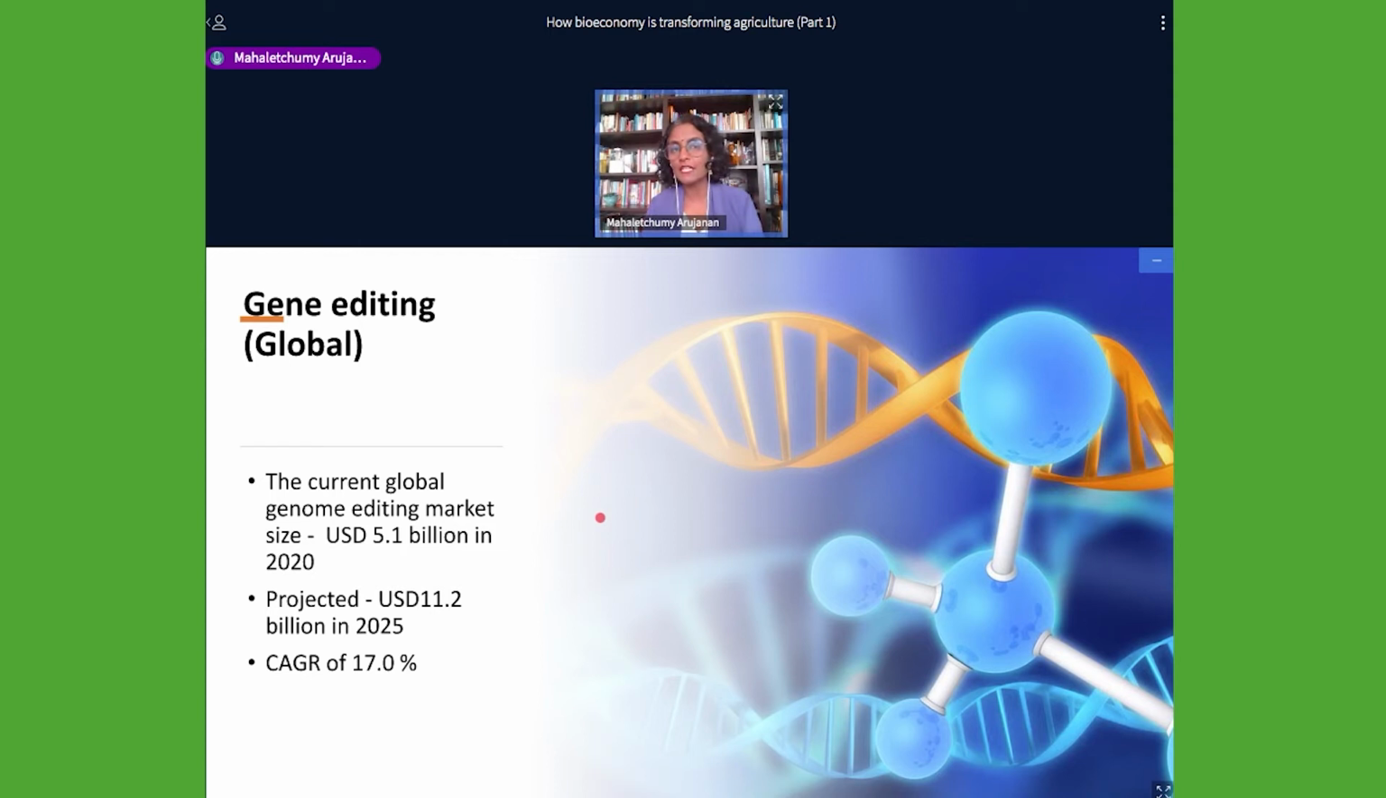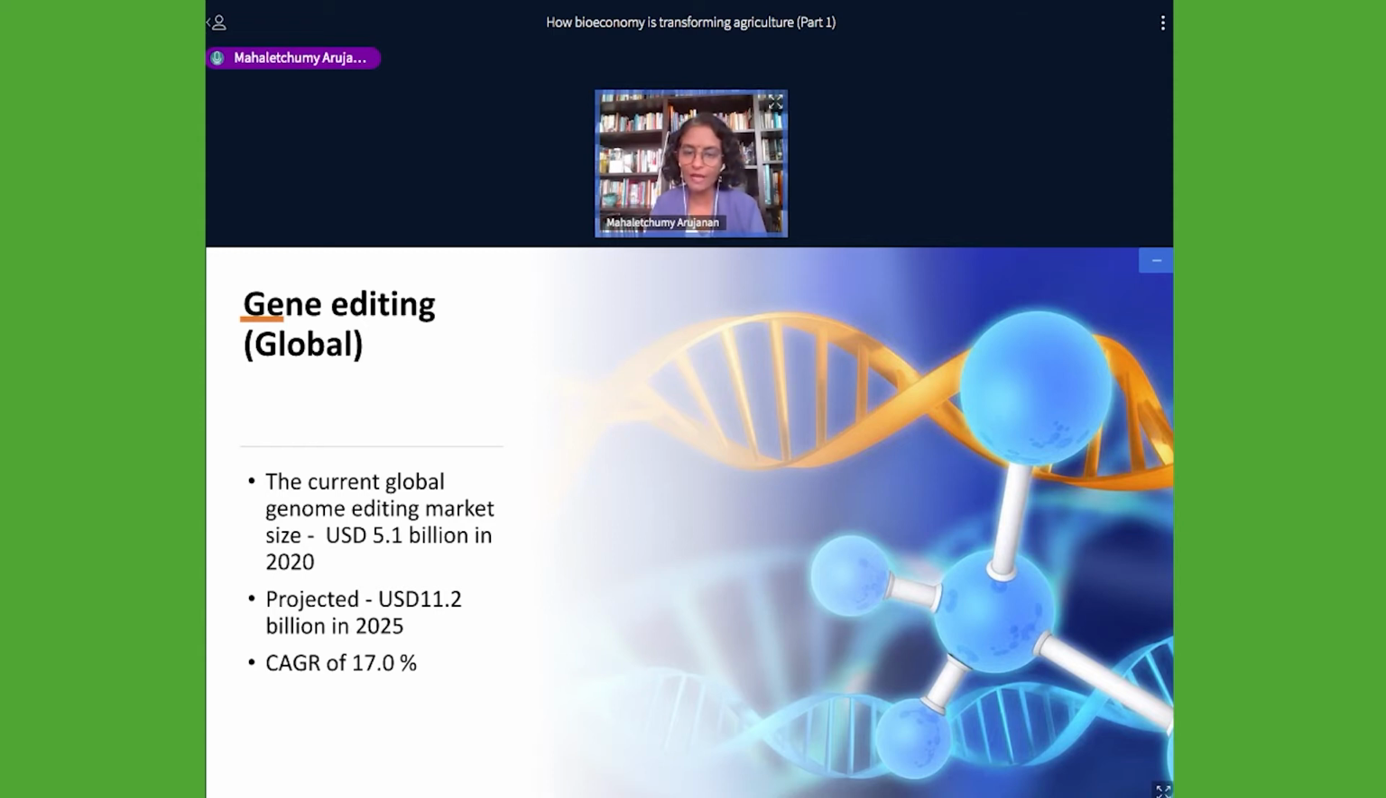So looking at gene editing, it's going to create another huge impact on socio-economic job creation and even in sustainable development. The current global gene editing market is 5.1 billion, that's 2020, and the projected market value in 2025 is 11.2 billion, with a compound annual growth rate of 17%.